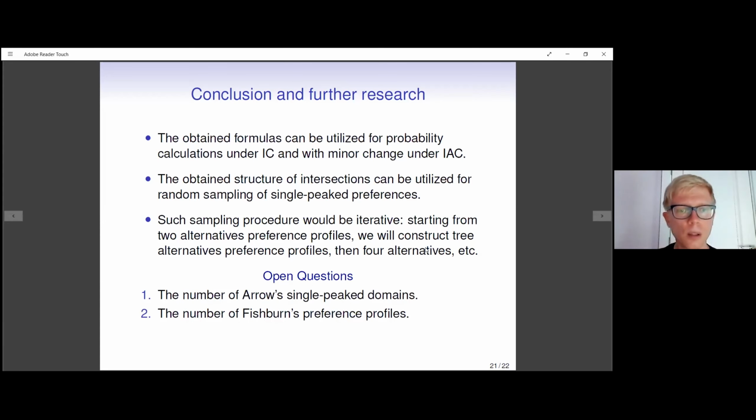Open questions. For Euclidean single-peak domains, we have results only for 5 alternatives, and we do not know the number of such domains. And the second problem is the number of Fishbone preference profiles. The Fishbone domain is the largest domain which we consider now, and it is interesting what is the number of preference profiles which belong to the largest Condorcet domain within this set of domains which are close to the single-peak domain.